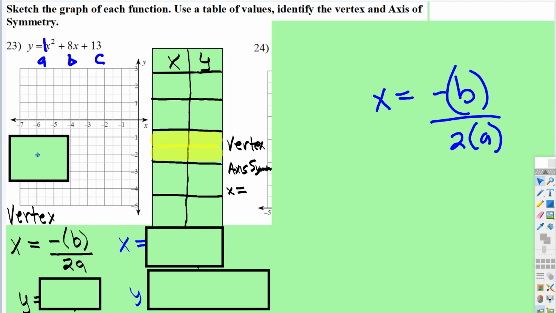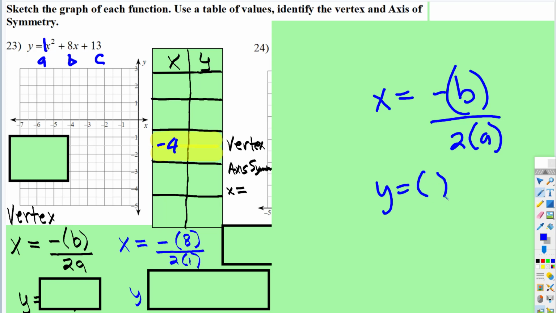And then the vertex is the opposite of b. So the opposite of 8 is negative 8. And then 2 times 1 is 2. Negative 8 divided by 2 is negative 4. And then you take the negative 4, since we know what y is equal to, and you just plug this x value into the quadratic.